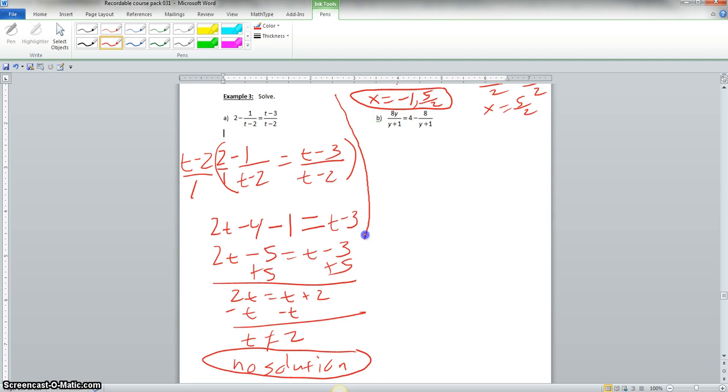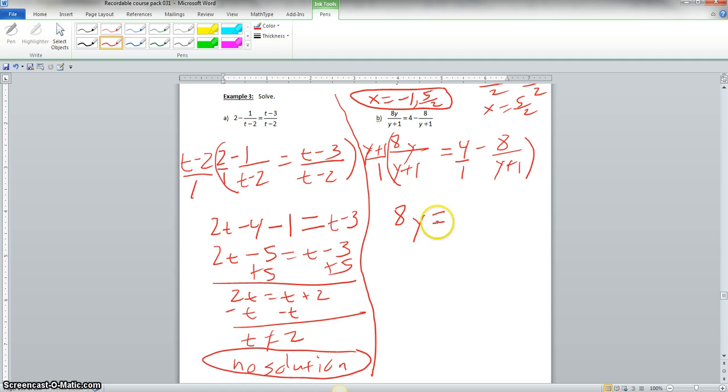Okay, now we go to B. Now we do the same thing. Let's rewrite this. 8y over y plus 1 is equal to 4 minus 8 over y plus 1. We'll put 1 under this 4, and the common denominator of all these is y plus 1. So we'll put y plus 1 over 1. These y plus 1s will simplify out, and that will leave you 8y. Y plus 1 times 4 will give us 4y plus 4. These y plus 1 simplify out. 1 times a minus 8 will give you minus 8.